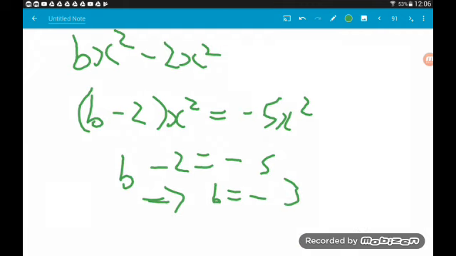So, there we go. We've worked out our values of b and c a different way, got the exact same answers we had to. So there's 2 different ways of doing the same thing.